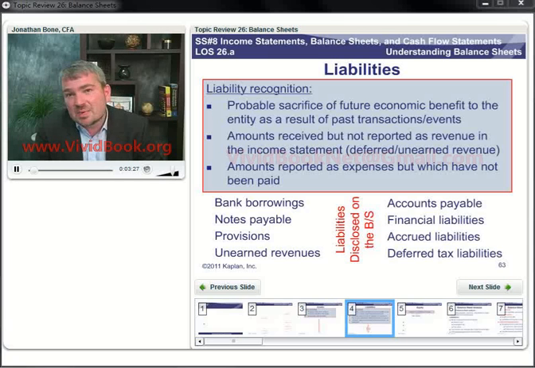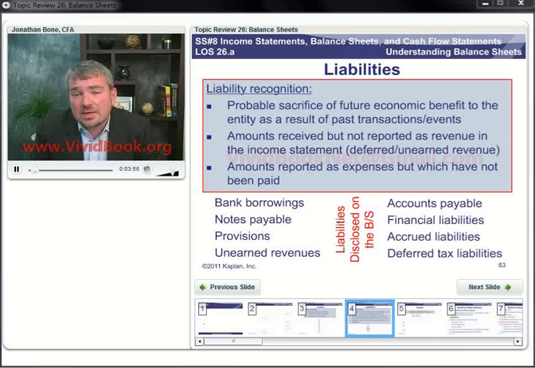So if a customer pays you but you've not yet met the earnings criteria, you can't record it as a sale. So instead we record it as a liability. Once the earnings activity is complete, we'll release it from liabilities into income as a sales figure, as revenue. Also, we've got amounts reported as expenses but which have not yet been paid. In particular, we refer to these as accruals. So let's have a look at some of the items we might see.